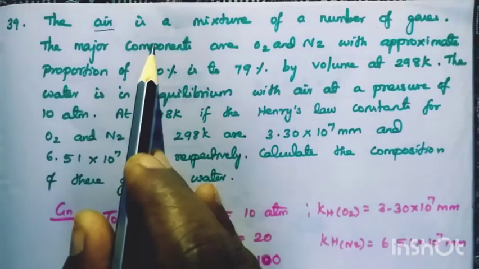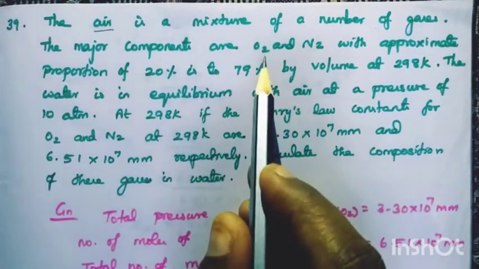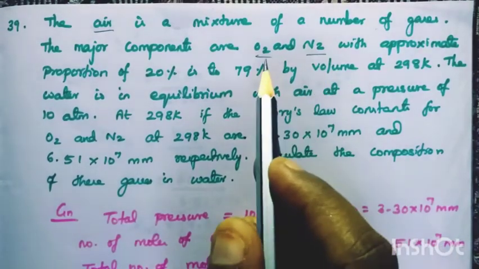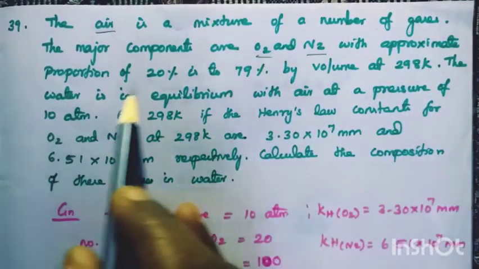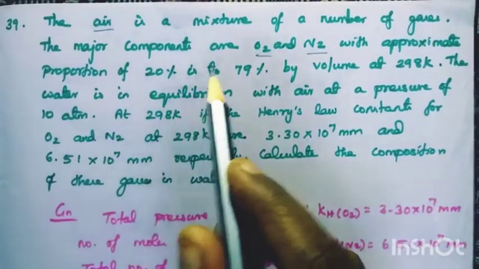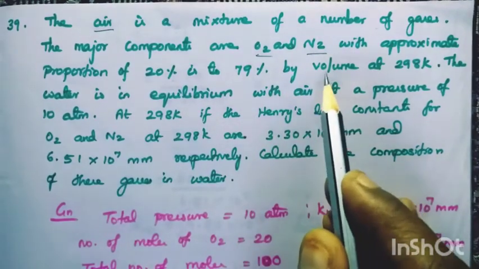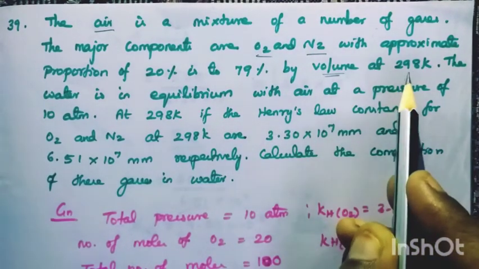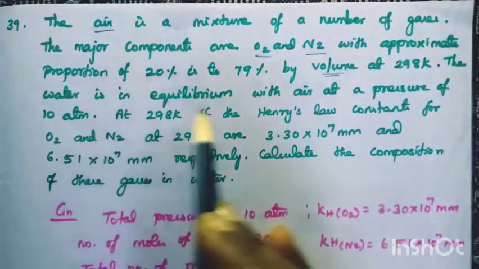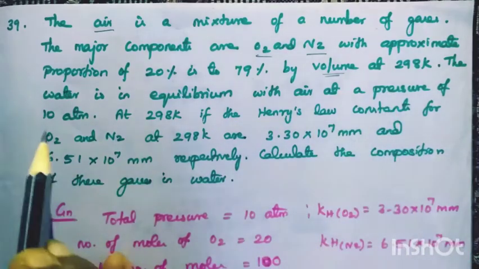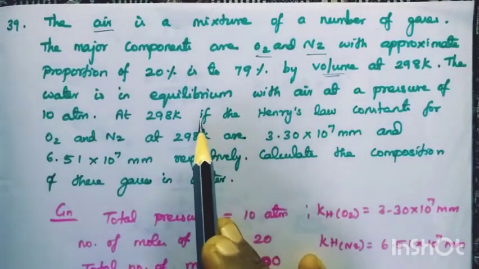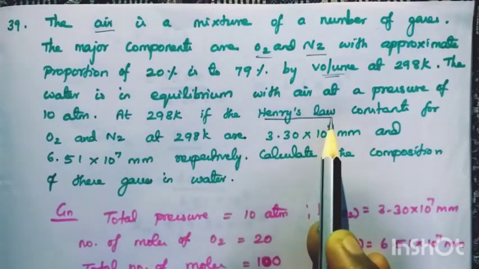The major components are oxygen and nitrogen, with appropriate proportions of 20% to 79% by volume. Oxygen is 20 and nitrogen is 79. The temperature is 298 Kelvin, that is 25 degrees Celsius. The water is in equilibrium with air at a pressure of 10 atmosphere at 298 Kelvin.